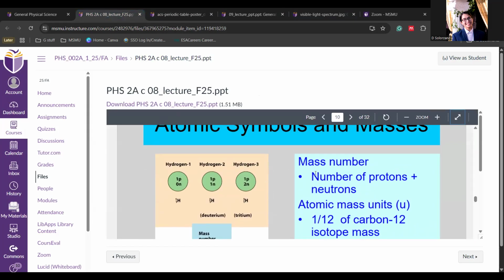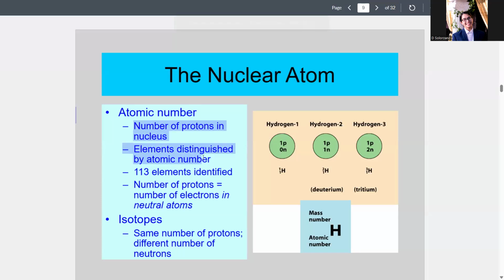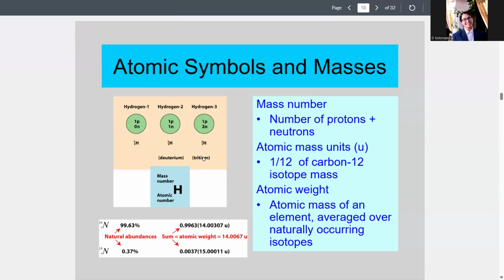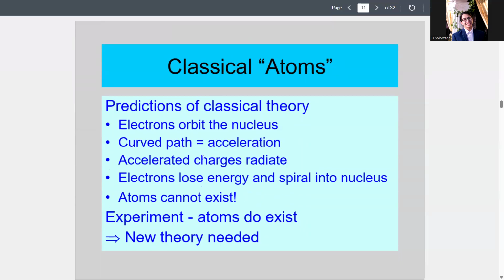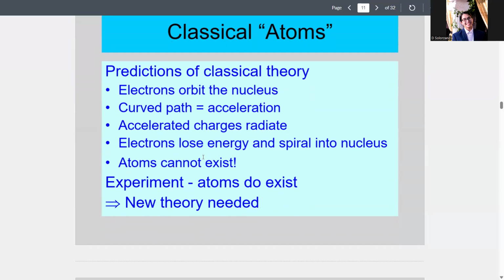Do know mass number is number of protons plus neutrons, be able to memorize that, and that the atomic number is the element number, and that's how we distinguish them. We can kind of skip this.